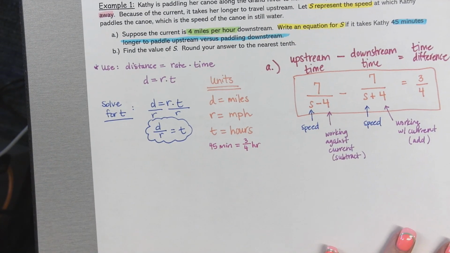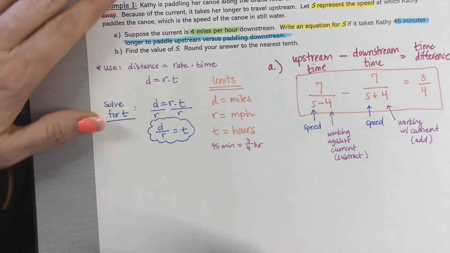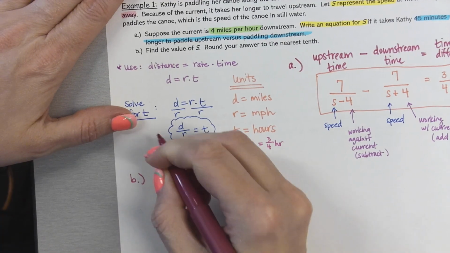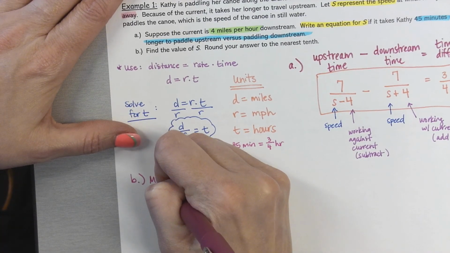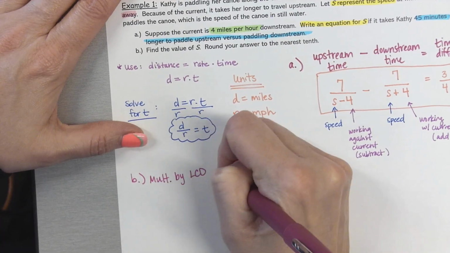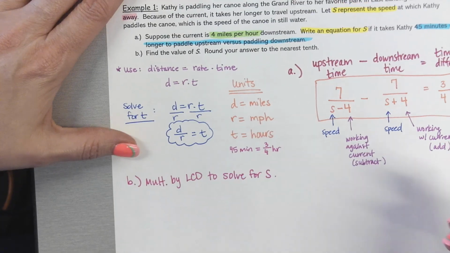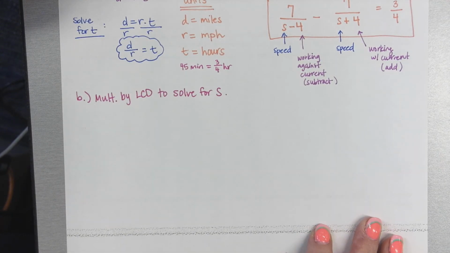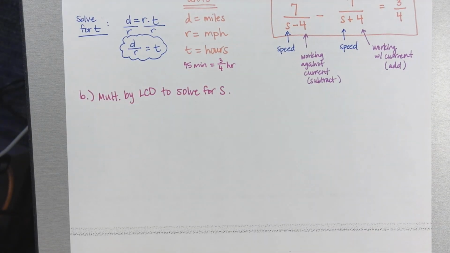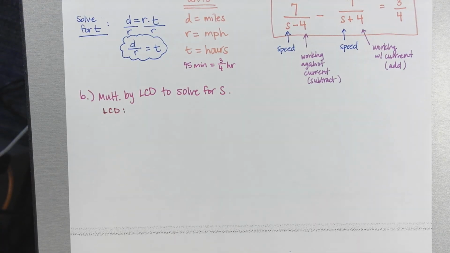Once you have that, this is what we did yesterday. Okay, so we're going to multiply each side by the what? Yep, the least common denominator. So multiply by the LCD to solve for x. Okay, so the first thing I want you guys to do is write out what your LCD is. Okay, so the least common denominator.